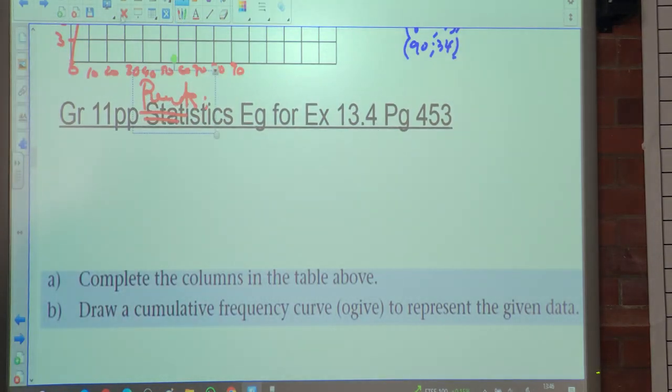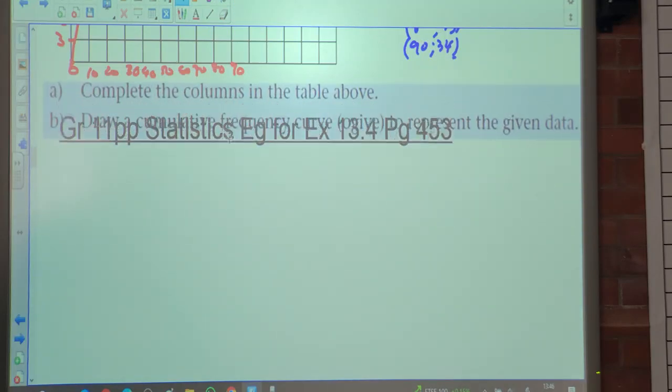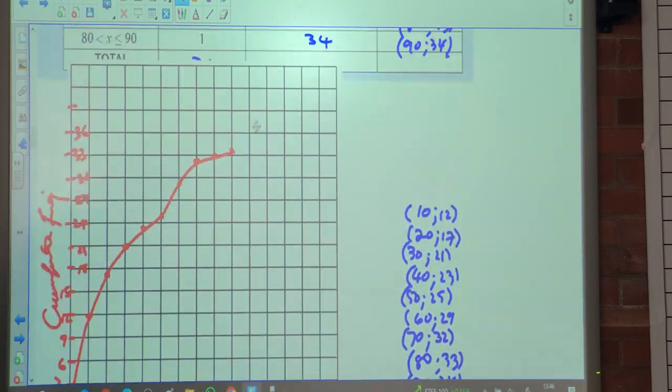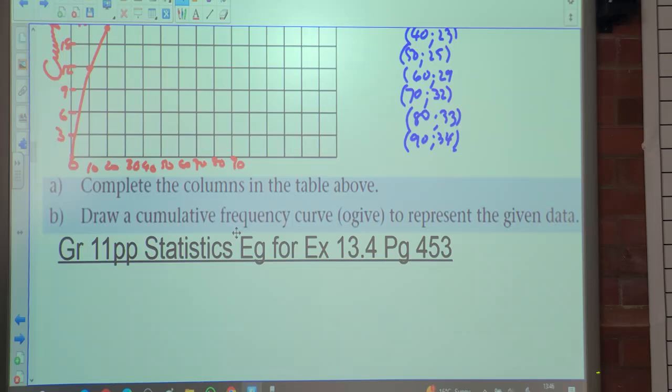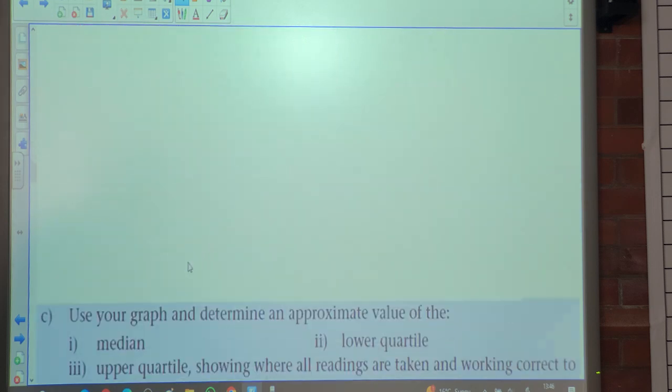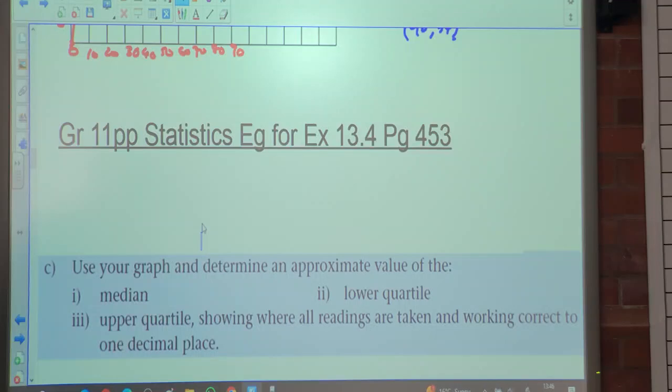First things first. Question two. Let's take the points out here. We are told to complete the cumulative columns in the above table. We just did that. Draw the ogive or cumulative frequency curve to represent the given data. We just did that. Use your graph to determine approximate values of the median.